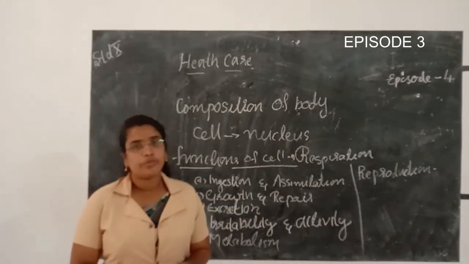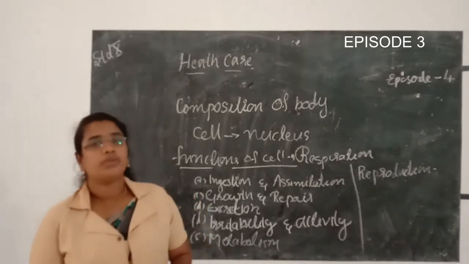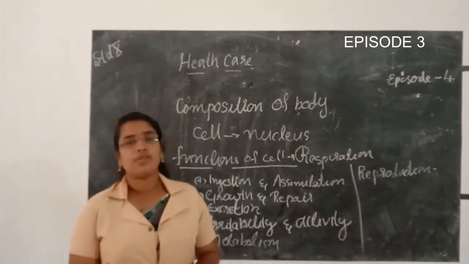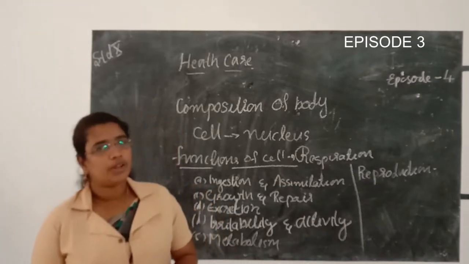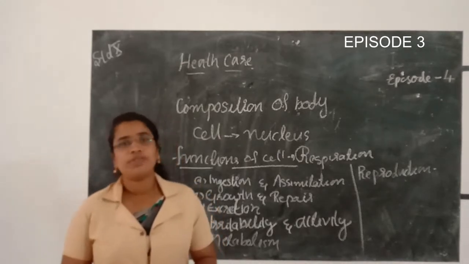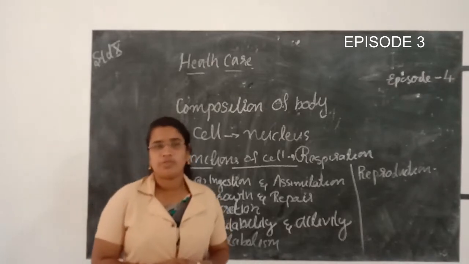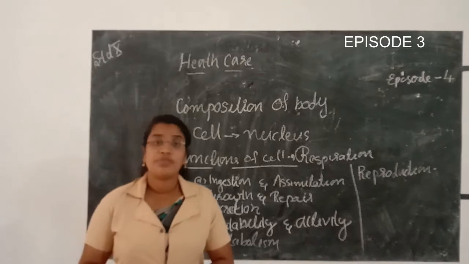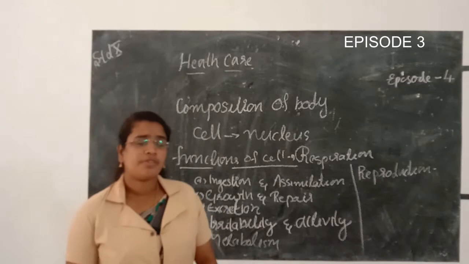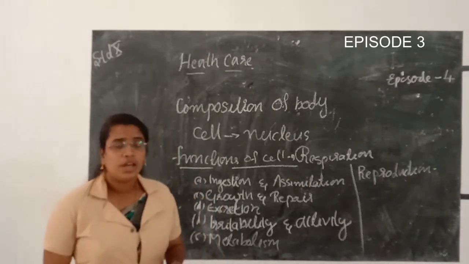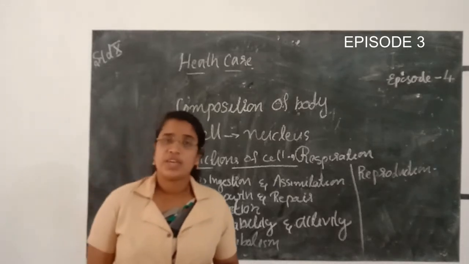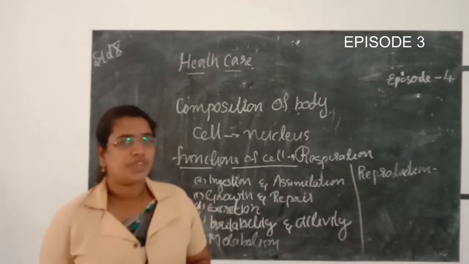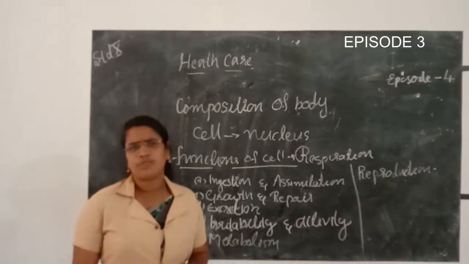All cells require oxygen, and in the cell there are biological activities. As a result of biological activities, there will be a byproduct or waste product, which is released into the bloodstream. Cells receive oxygen from the bloodstream and release carbon dioxide to the bloodstream. Next, ingestion and assimilation. Cells can ingest chemicals from the surrounding fluid for the maintenance of their structure.